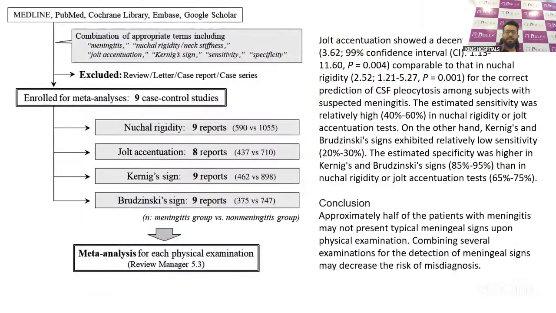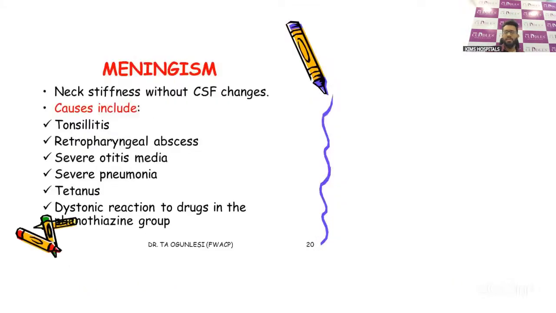So this is again the incidence. I won't go into the details of it. Also remember, there are a few causes where it looks like meningitis, but it is not meningitis. This is called meningism. There is a stiff neck, Kernig's sign is positive, but there are no other signs of CNS infection.